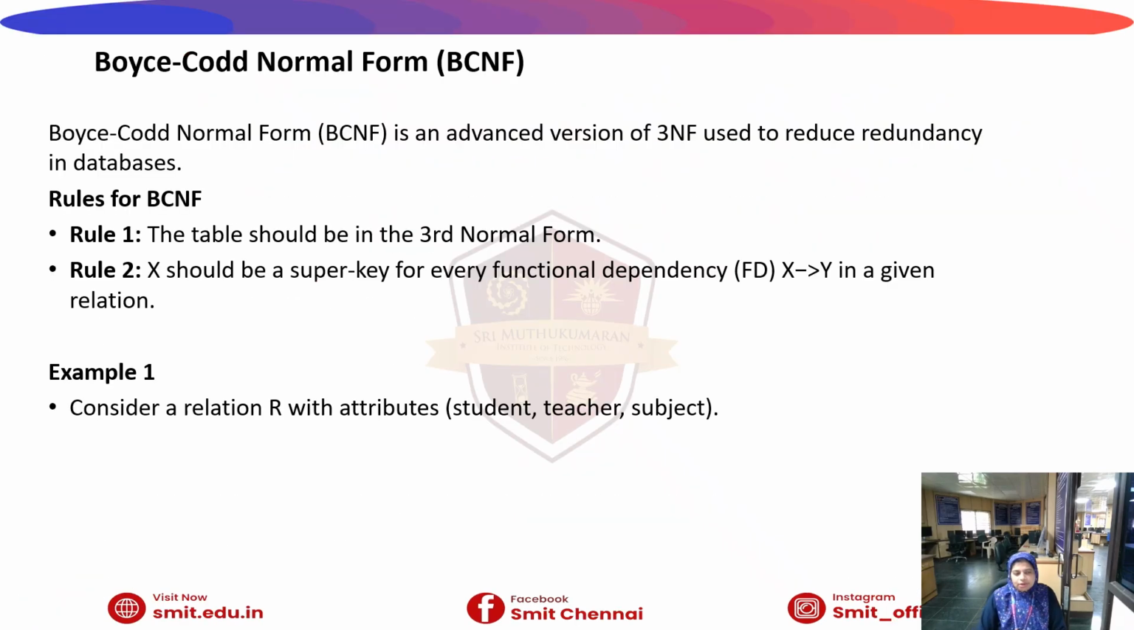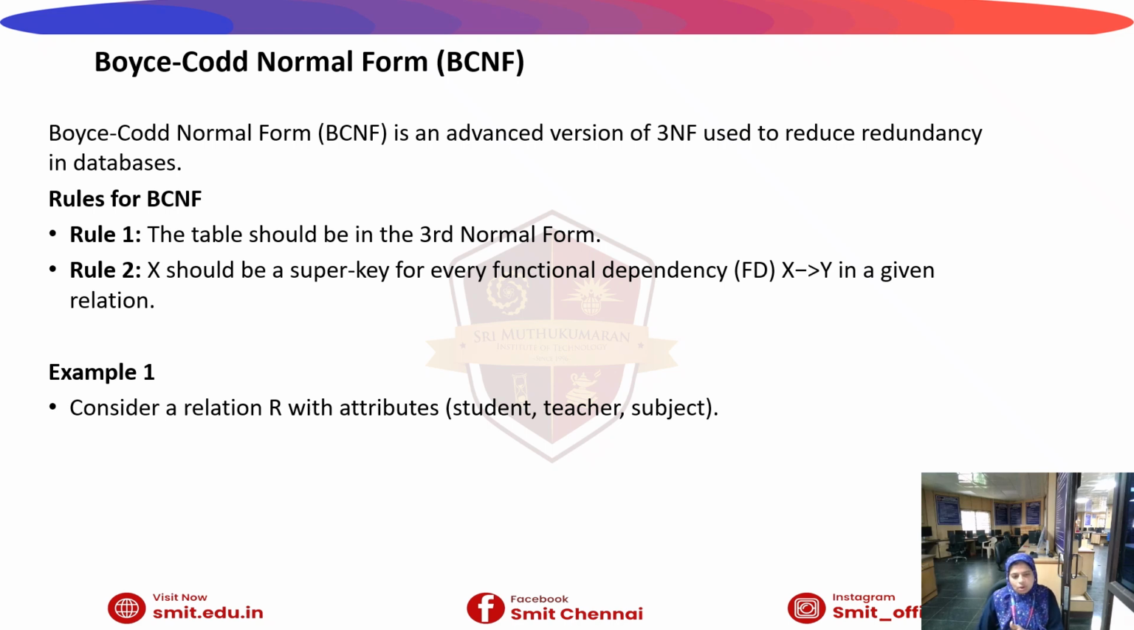So this is the second unit, Boyce-Codd Normal Form. BCNF is its short form. Boyce-Codd is an advanced version of 3NF used to reduce the redundancy in a database. The rules of BCNF: the table should be in third normal form, and X should be a super key for every functional dependency X → Y in the given relation.